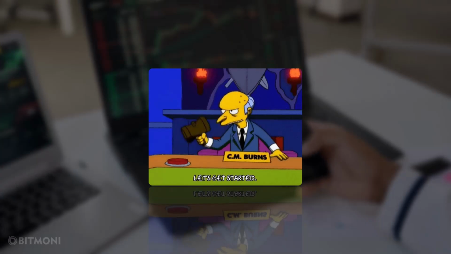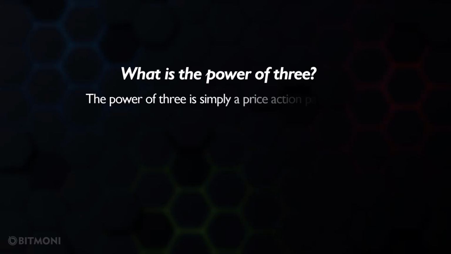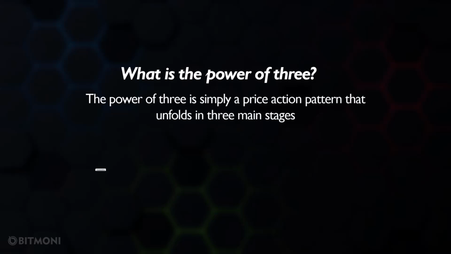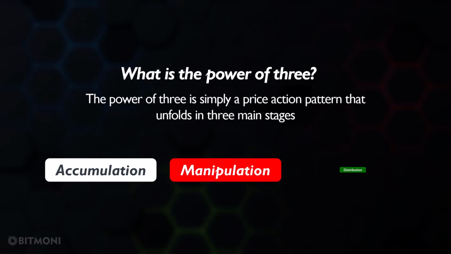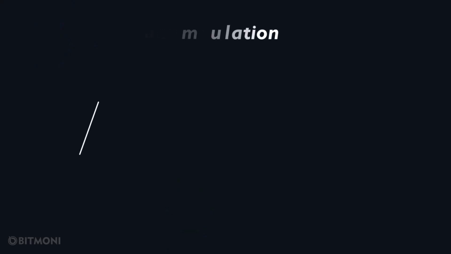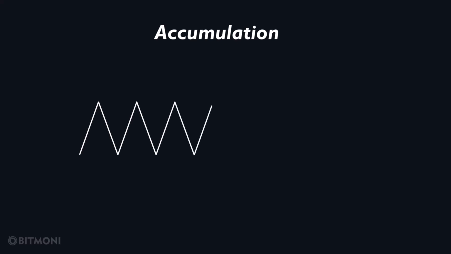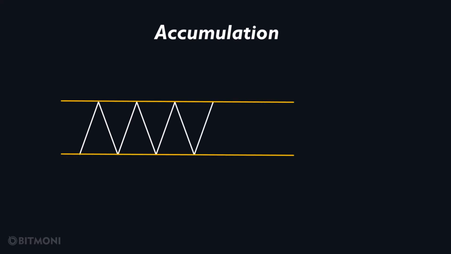Now, let's get started. First, what is the Power of Three? The Power of Three is simply a price action pattern that unfolds in three main stages: the accumulation, manipulation, and distribution. The accumulation phase is a period where the market moves sideways without a clear direction.